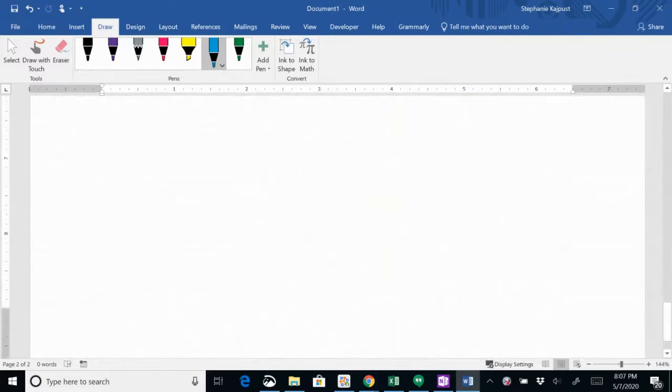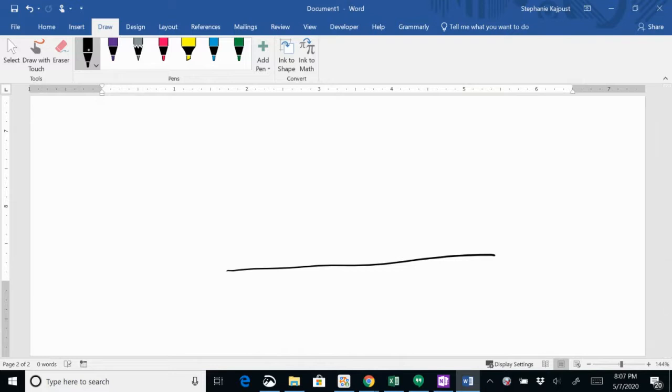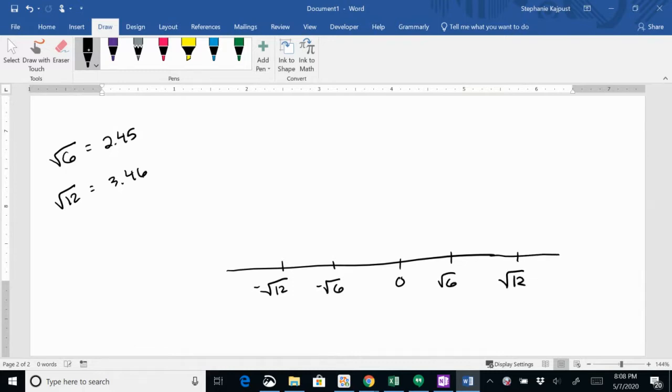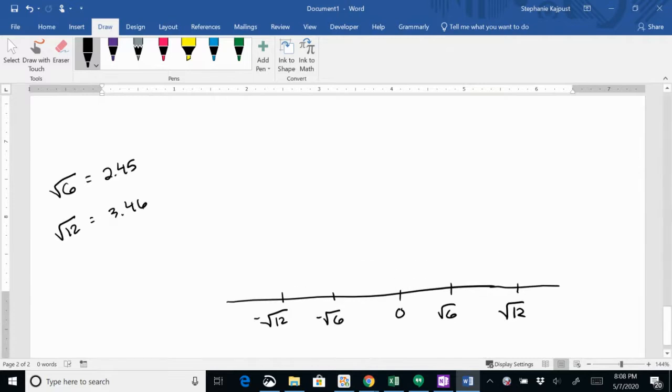So what I'm going to do is make another number line. We've got the square root of 6, which is about 2.45, and then the square root of 12, which is 3.46. I'm doing these so I know where to put them on my number line. So I had negative square root of 12, negative square root of 6. I'm going to just put 0 on there, square root of 6, and square root of 12. And I'm looking for the overlap.